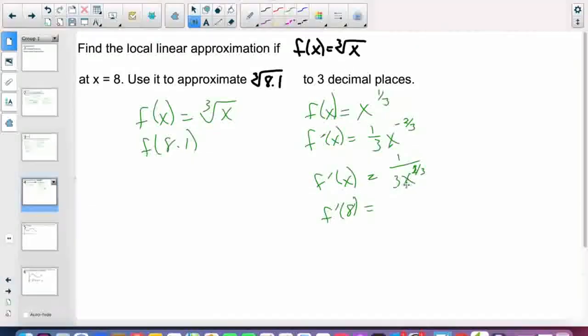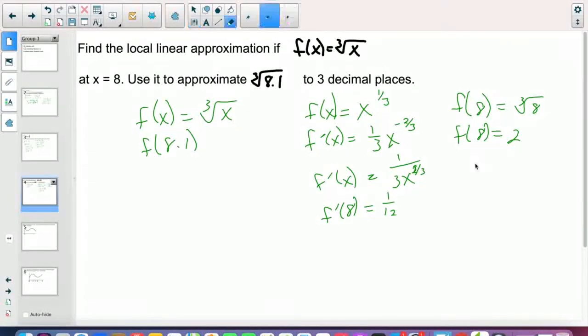So if I plug 8 in for x, well, 8 to the 2/3 power, that would be 2 times 2, or 2 squared would be 4, times 3 is 12. So that's going to be 1/12 as the slope of my tangent line. If I want the ordered pair when x equals 8, I need to find f of 8, which is 2. So f of 8 equals 2, giving me an ordered pair of (8, 2). So the equation of the tangent line, we know f of 8 equals 2. We know f prime of 8 equals 1/12.